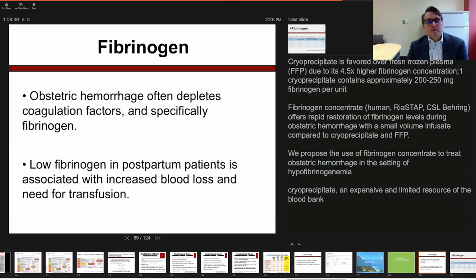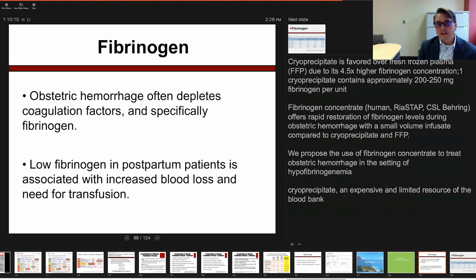So fibrinogen, as you know, is a component of blood that is needed for it to clot effectively. And unfortunately, major hemorrhage, obstetric hemorrhage, often depletes the coagulation factors and specifically this fibrinogen. We do know that low fibrinogen in patients is associated with a further increase in blood loss and also a greater need for transfusion in general.